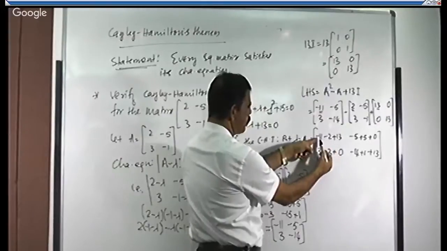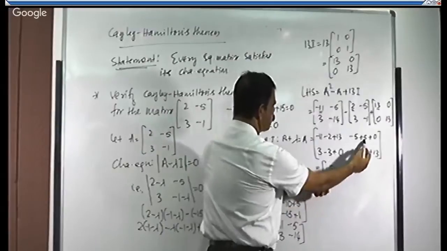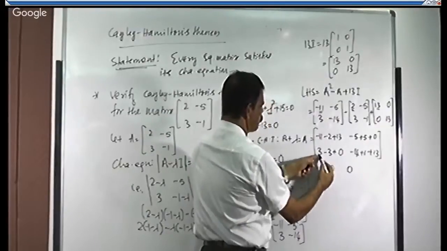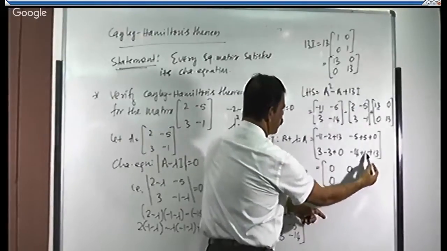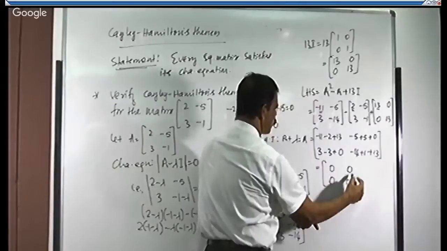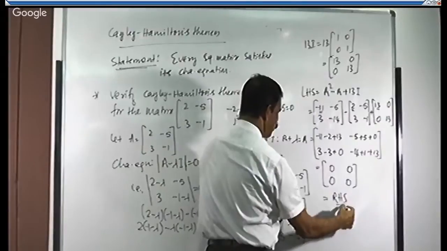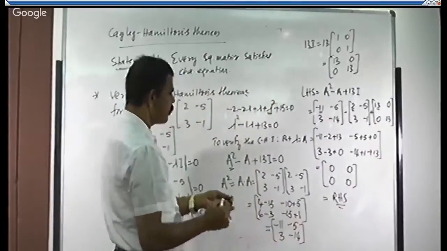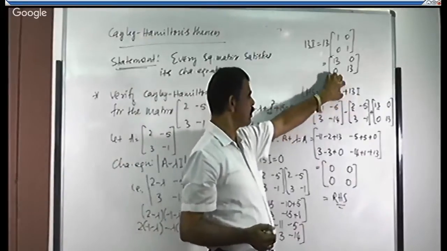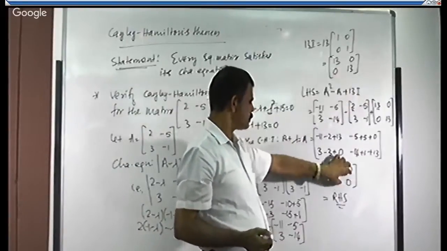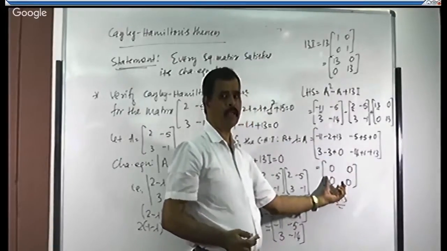It is minus 13 plus 13, 0. Plus 5 minus 5, 0. 0 plus 0 is 0. Minus 3 plus 3, 0. Minus 14 plus 1 plus 13, 14 minus 14, 0. See, it is always equal to the right hand side. We took the characteristic equation, that is a square minus a plus 13i, and the right hand side is 0. We got it as 0. So it means that the theorem is verified.